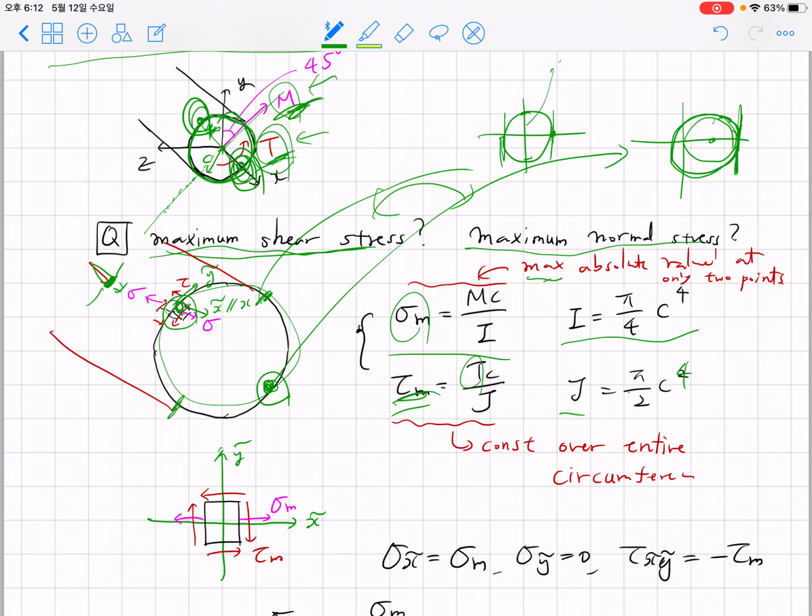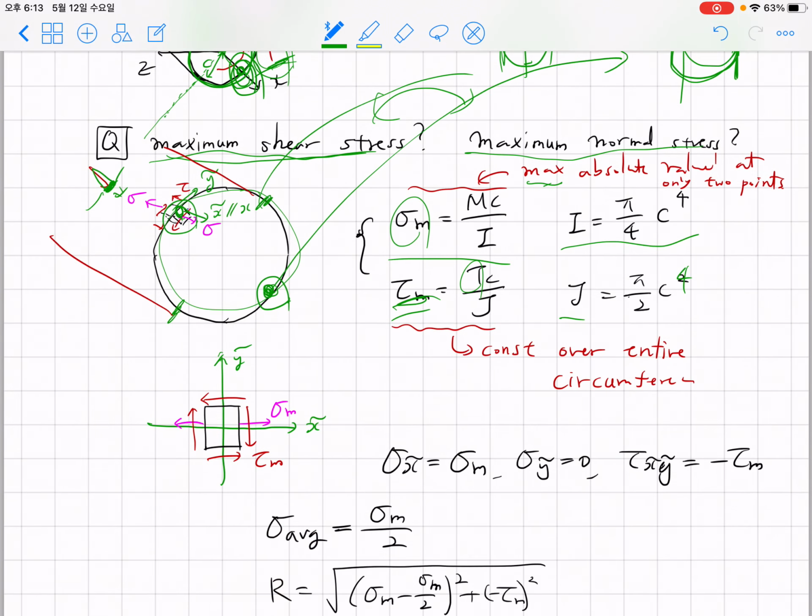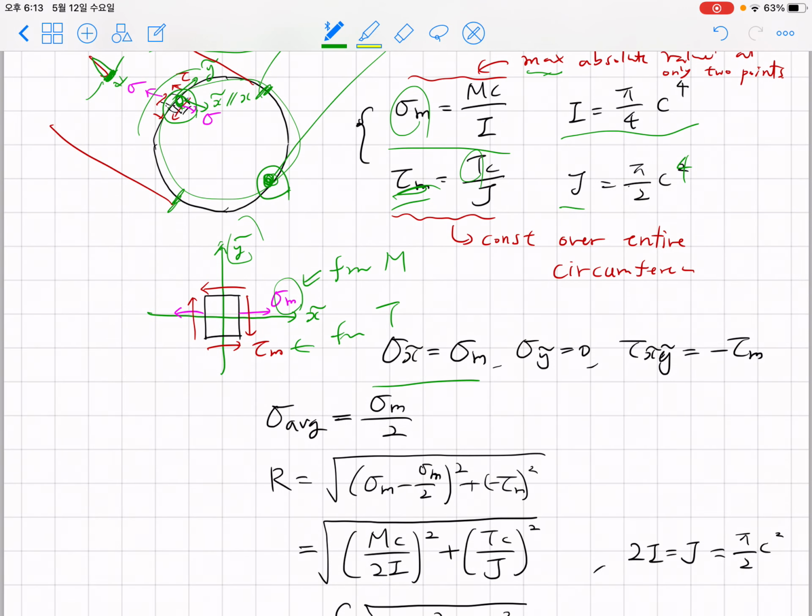Okay, then from the side wall, we expect sigma m from m and tau m from torsion T, and we don't have any force along this hoop direction, the y direction. So this is our stress state with respect to the x tilde and y tilde coordinate system. Now the sigma x tilde is given as sigma m, sigma y tilde is given as 0, and tau x tilde y tilde is given as minus tau m, which is obtained from the torsion T.